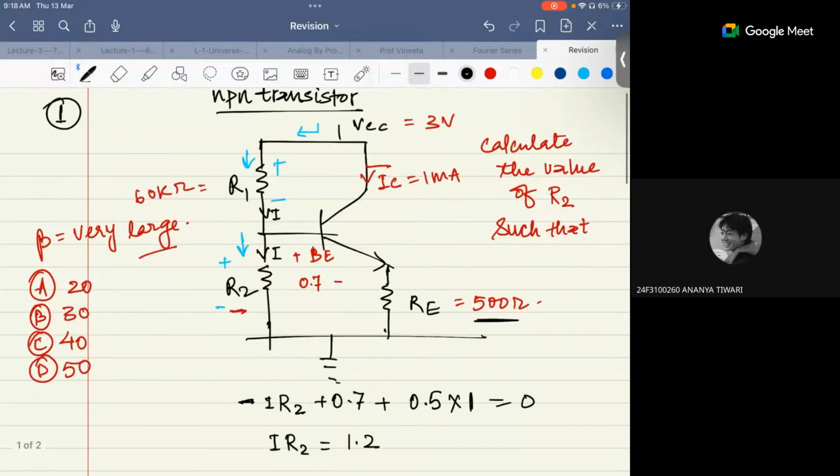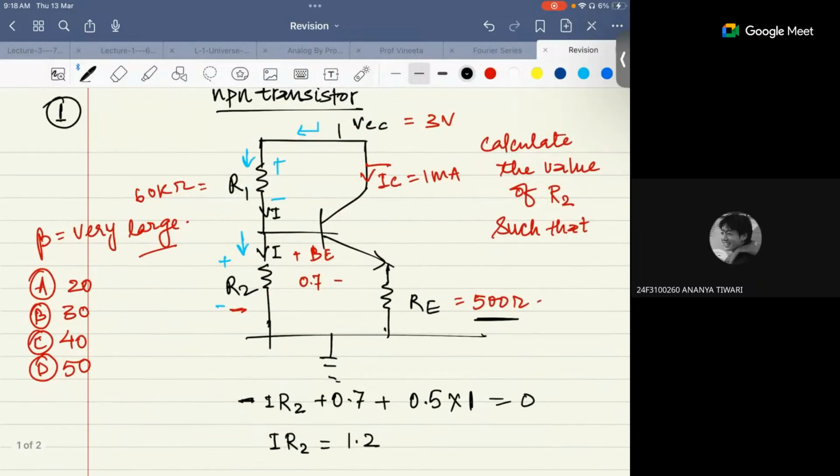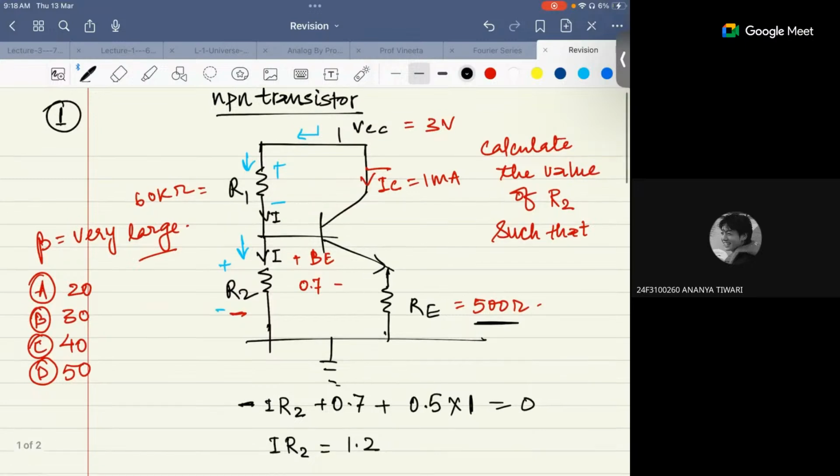There is one more easy method. We know IE, so we can find the voltage at node VE. Then VB will be 0.5 plus 0.7, which is 1.2. Then we can find the current easily: VB upon R2 equals that I.